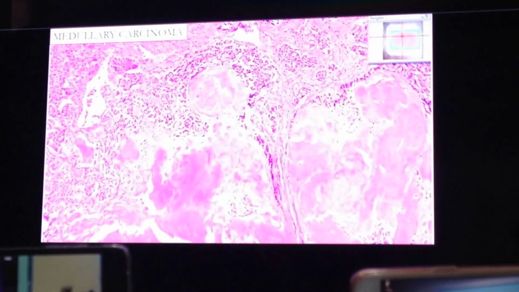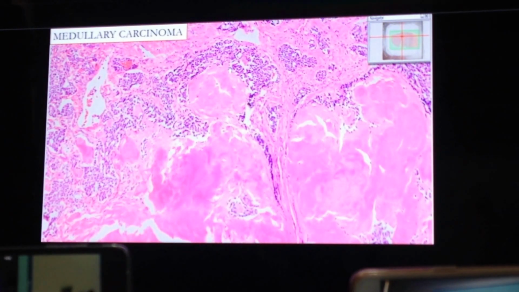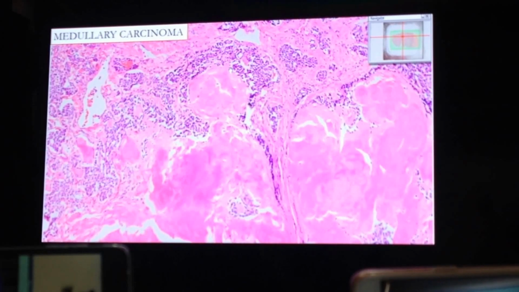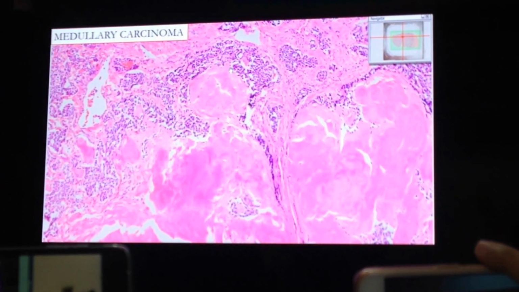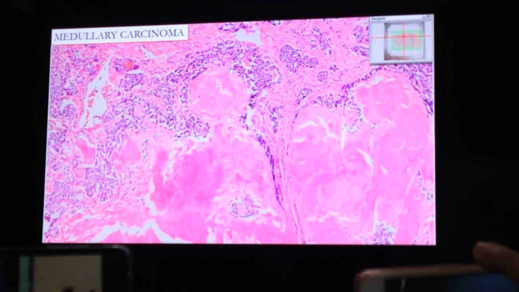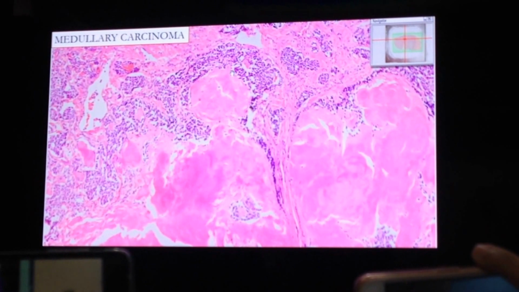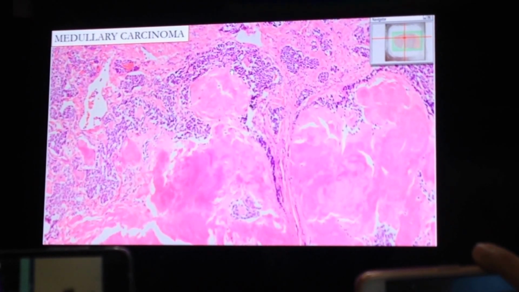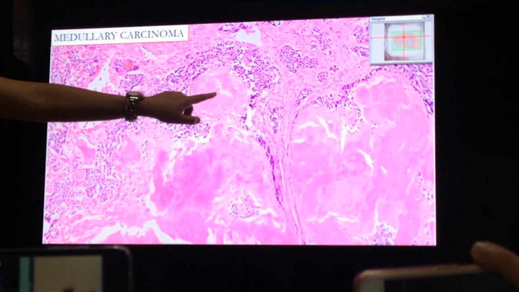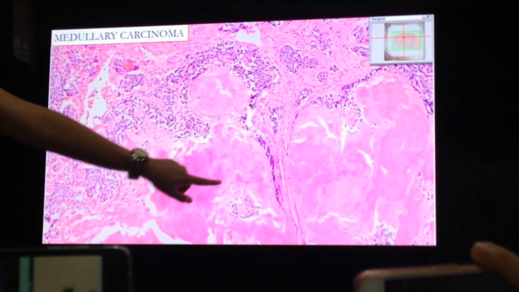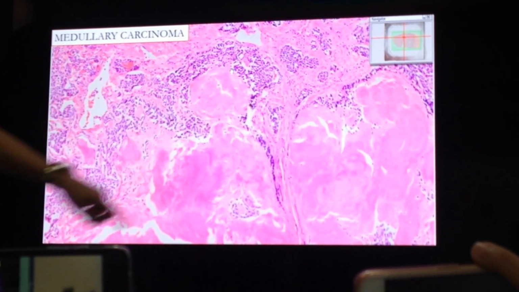So next is your medullary carcinoma. Again, it's derived from parafollicular cells or your C cells. Okay, C cells. These C cells secrete what hormone? Calcitonin. Okay, they secrete calcitonin. Okay, so in your medullary carcinoma, the tumor cells are these, and it's surrounded by an amyloid. So these are amyloid protein.